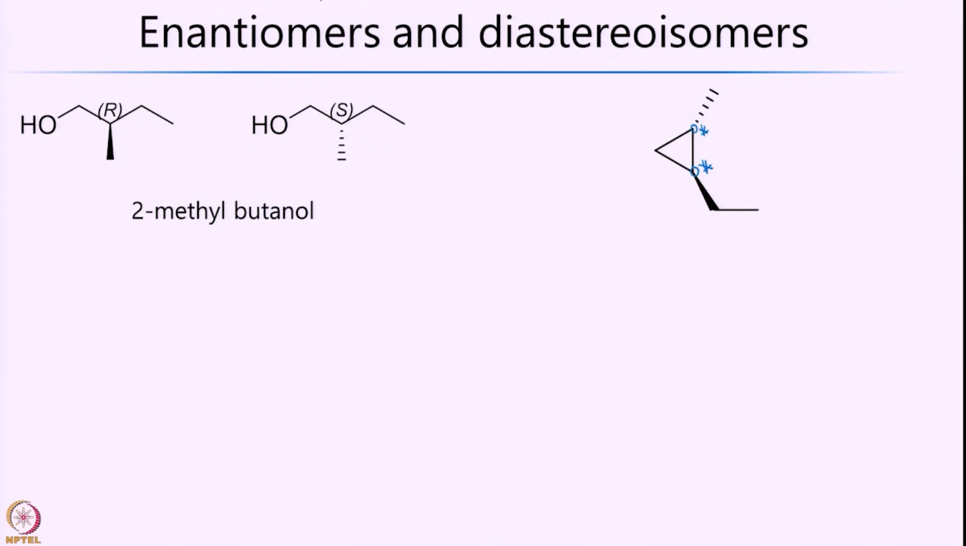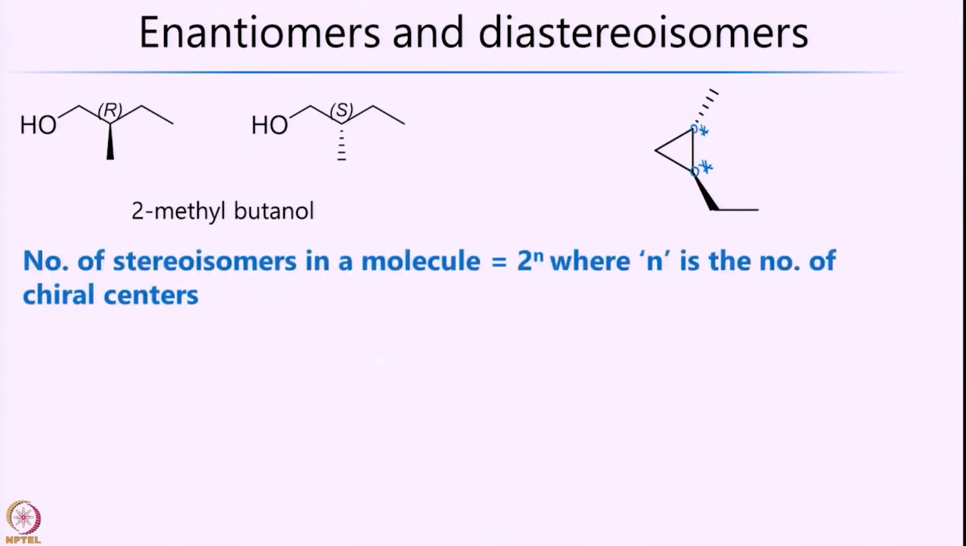In such a case, the number of possible stereoisomers is given by the formula 2 to the power n, where n is the number of chiral centers. As a consequence, it would be 2 to the power 2, so I would expect 4 stereoisomers of this, correct? Now let us look at what the different possible stereoisomers are.